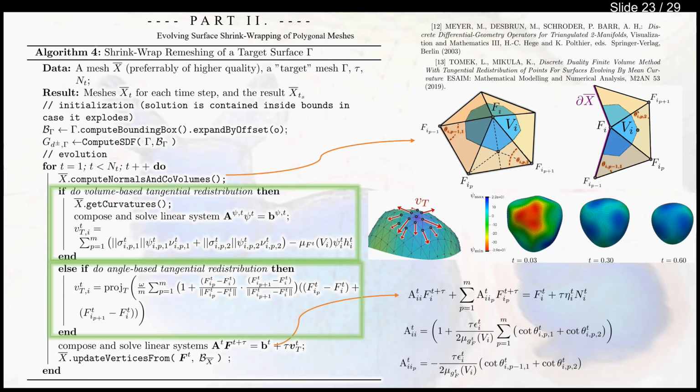The key contribution of this redistribution is that it makes sure that the volume element evolution is asymptotically uniform over time. A simpler version of redistribution is angle-based redistribution, influenced by angles in the vertex 1 ring neighborhood, such that the angles are adjacent to the central vertex.